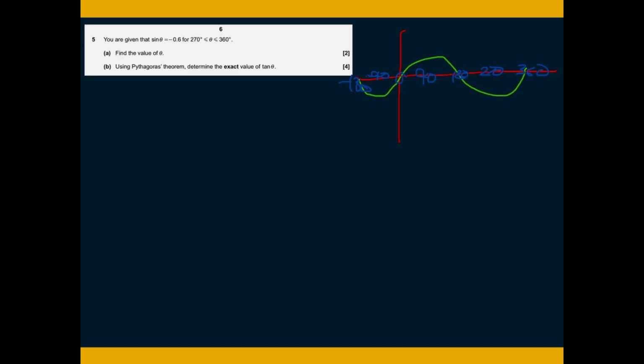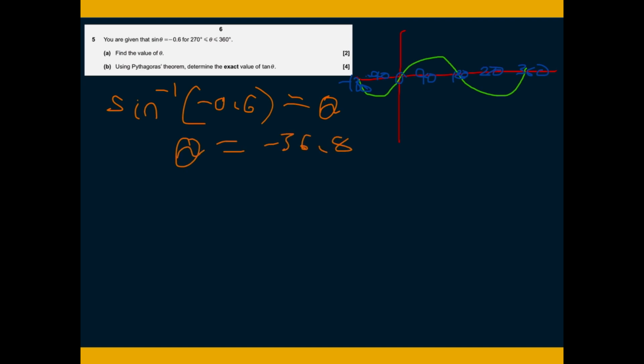Question 5. You are given that sin θ equals −0.6 for θ less than or equal to 360 degrees and greater than or equal to 270 degrees. Find the value of θ. Firstly, let's see what θ is outside of the given range. sin⁻¹(−0.6) equals θ via rearranging, so θ equals −36.8.